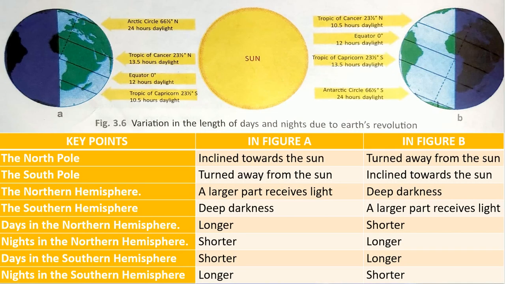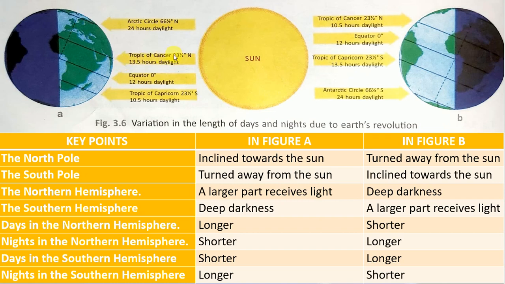So as you can see here, this is the figure given in your book. It is showing the variation in length of days and nights due to Earth's revolution. In figure A, the North Pole is quite inclined towards the sun, whereas the South Pole is turned away from the sun. A larger part of the northern hemisphere receives light, and in the southern hemisphere there is deep darkness.